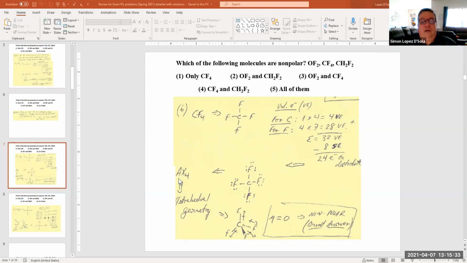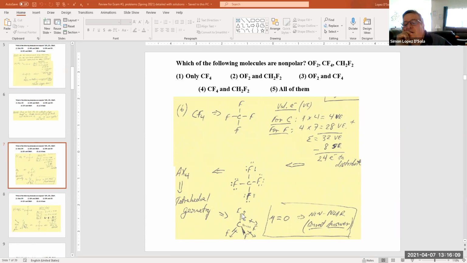And that is a formula which is AX4. The central atom has no lone pairs at all. And because of that, the geometry and the electronic arrangement are both tetrahedral. So the electronic arrangement is tetrahedral and the shape is also tetrahedral. And because of that, you have a tetrahedron where the center is the carbon. And each one of the fluorines is more electronegative, because each of the bonds is covalent. In this case, each one of the fluorines is pulling electrons towards it.